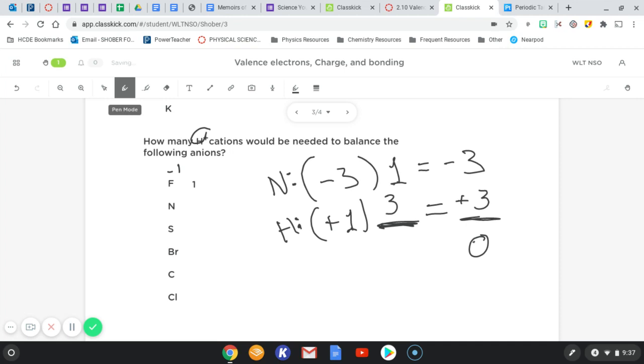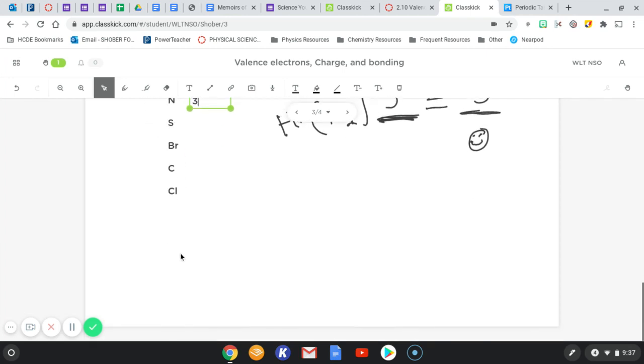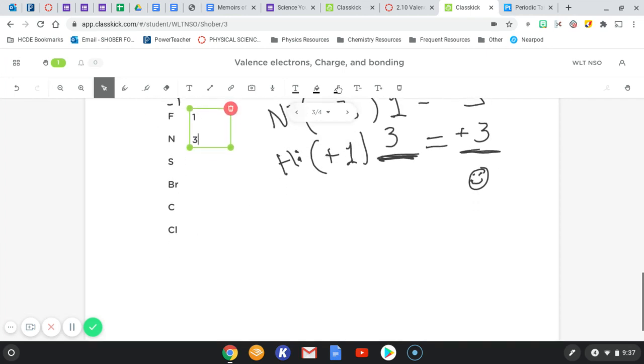Let's try my smiley face again. That's a little bit better. Okay, so we are happy because we got it figured out. Now I can go back over here and type in right here. So N is going to be, I need 3 of them. I need 3 of the H's, right? So basically what you're doing is typing in the number of H's you would need to balance these out. So you can go ahead and finish with S, Br, C, and Cl. It's pretty much the same idea. And let's go look at our next page.